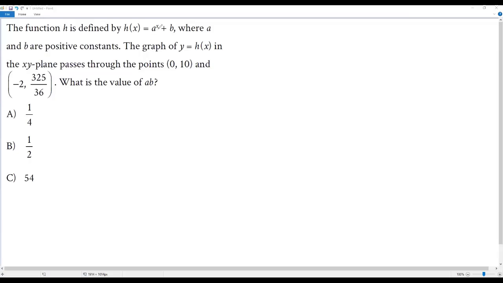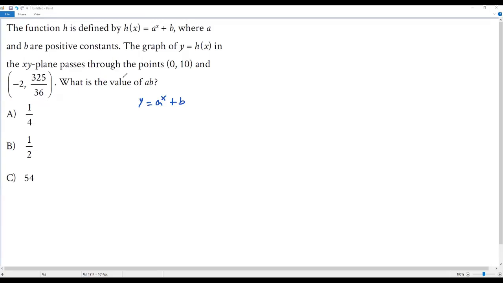So in the given function, I have to get the values of the two constants a and b. Once I get the values of a and b, I have to multiply them to get the product a times b. The question says y equals h of x, so in the given function, h of x can be replaced by y. Then I get y is equal to a to the x power plus b. And the graph of this function passes through two given points, that is (0, 10) and (-2, 325/36).